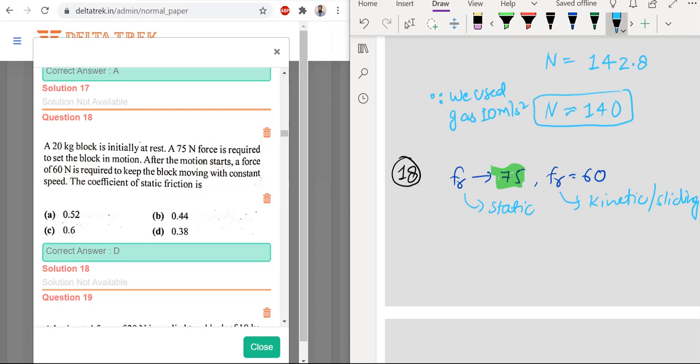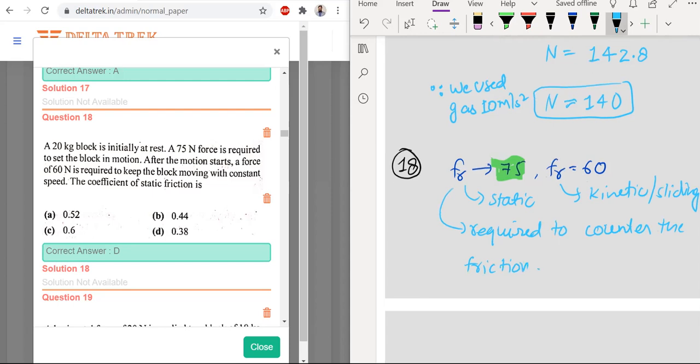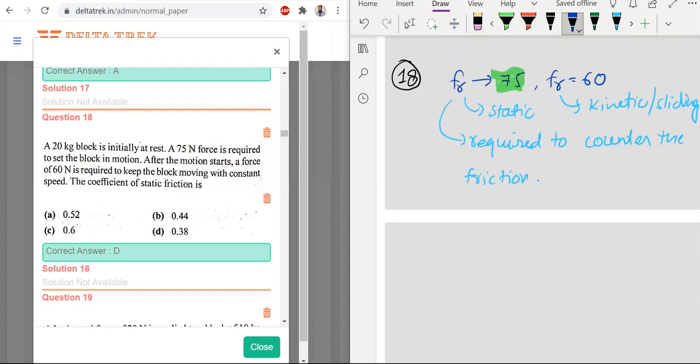तो यहाँ से हम चीज़ों को कर सकते हैं. नाउ द थिंग इज 20 kg का बॉक्स है एंड दिस मच फोर्स इज रिक्वायर्ड. तो दिस फ्रिक्शन इज रिक्वायर्ड ना. सो रिक्वायर्ड टू काउंटर द फ्रिक्शन. So it means it says that the friction force will be 75. So I'll say F static is 75 Newton.